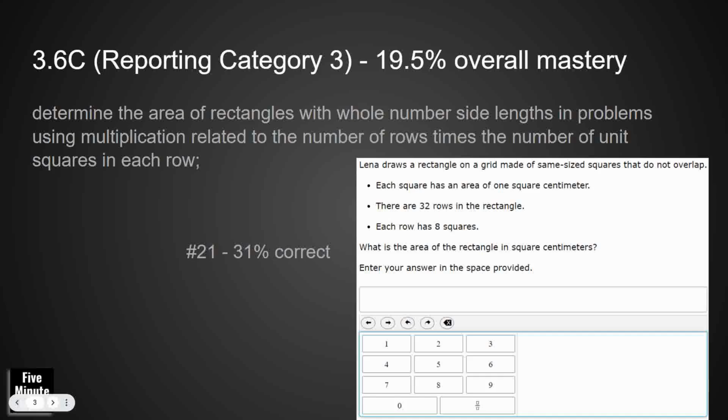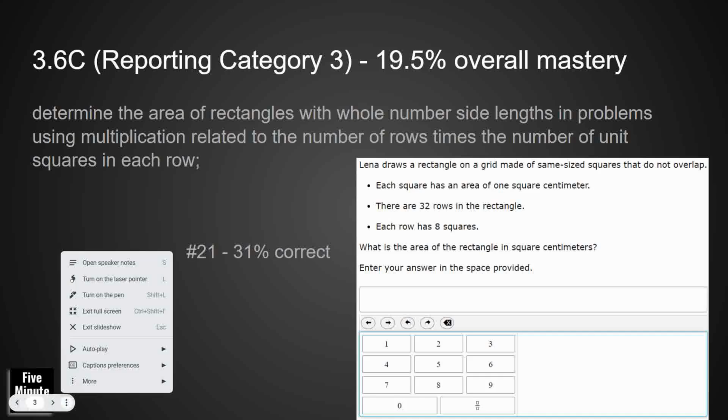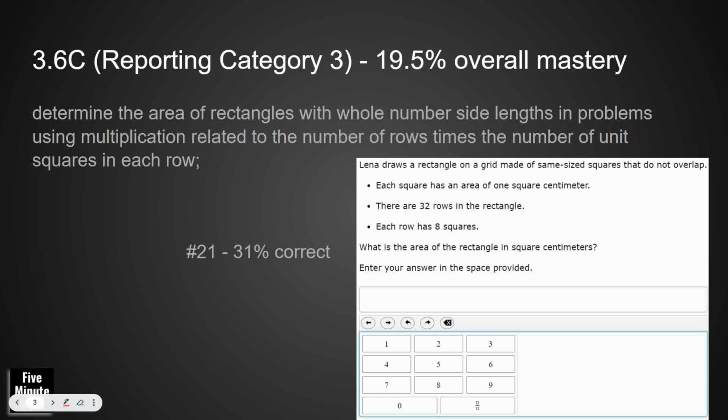This was item number 21, and it was tested just one time. And you'll see here that it is not multiple choice. It is what we call an equation editor. So students had to type in the answer, kind of like they would have to bubble in the answer before the STAAR redesign. So what do we have to do here?